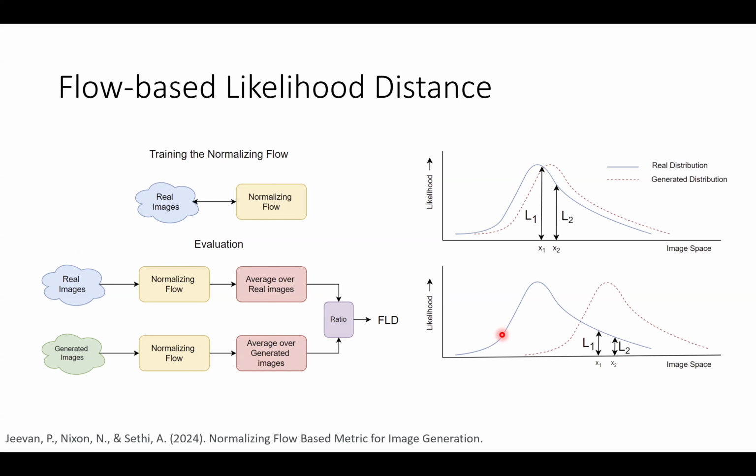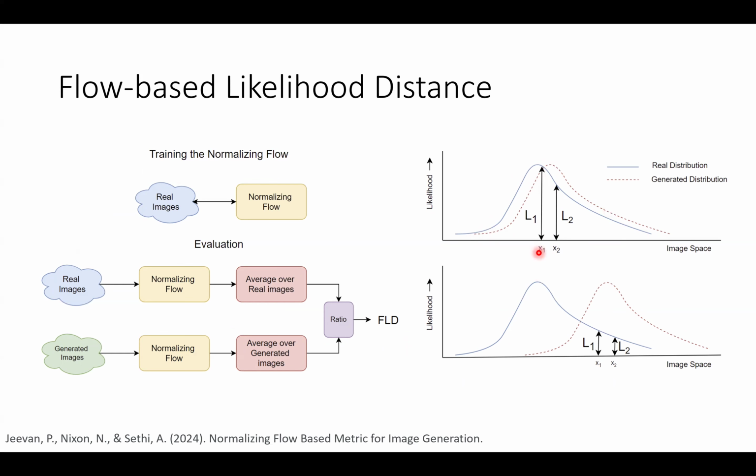So then we improvised and thought, why not just have a single normalizing flow, trained on real images, which will approximate the real distribution. And once we have the real distribution, we can just pass the real images and generated images and compute the likelihood of each. Now, if, for example, this is the real distribution, the real images will lie somewhere here. And if this is the generated distribution, the generated images will be lying somewhere nearby.